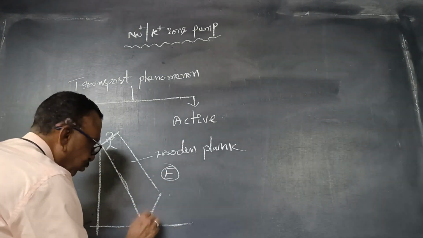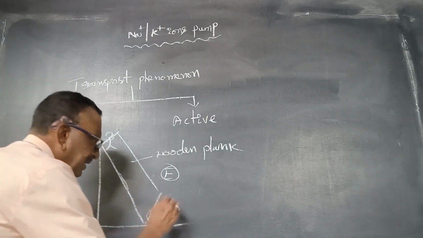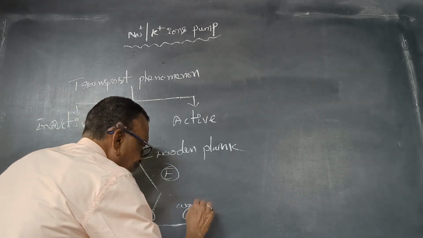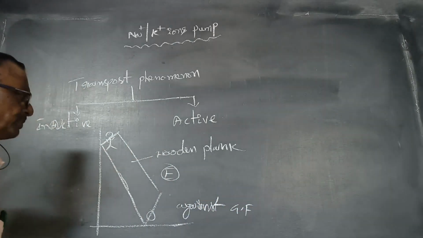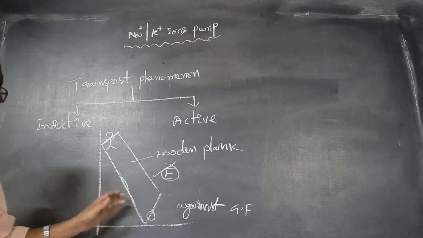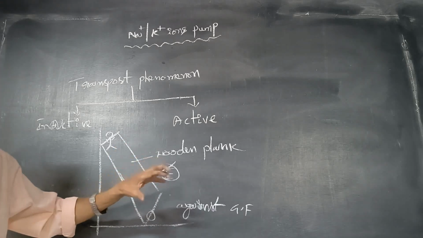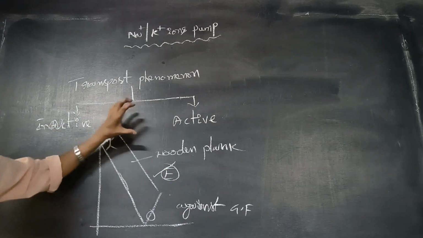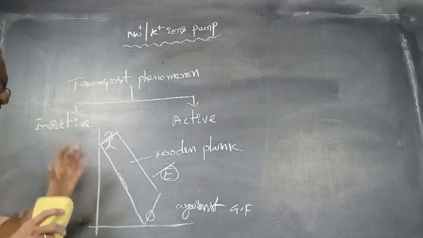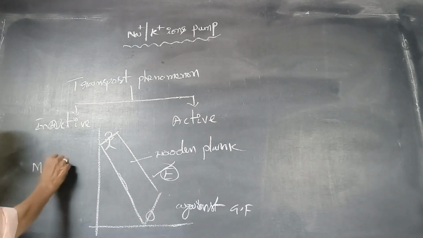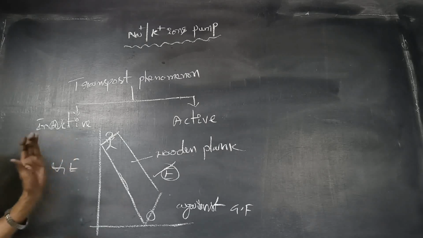Suppose I want to move from bottom to top. That means we are moving the body against the gravitational force. That's why we must supply some amount of energy. Then this type of transportation is called active transportation. Okay, so that you must remember. Transport phenomenon means we are exchanging matter and energy from one region to another region.